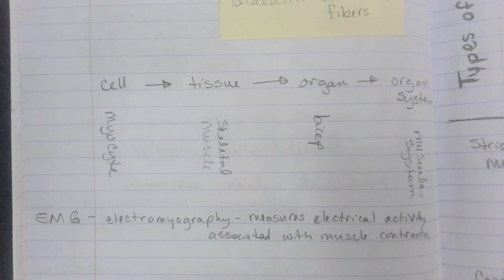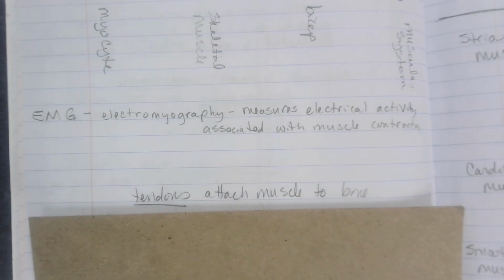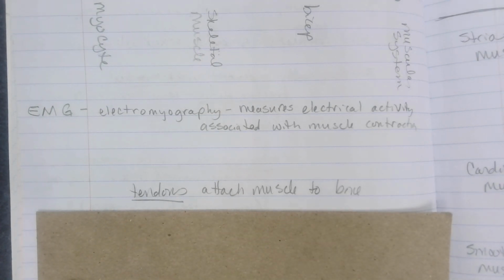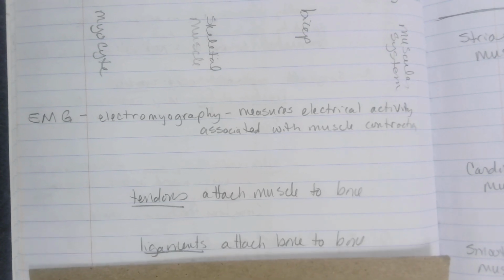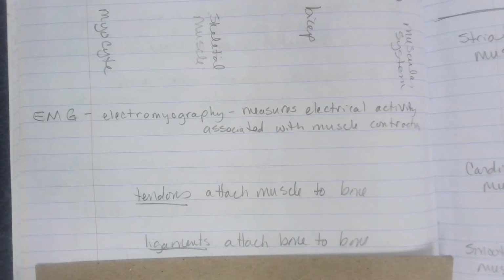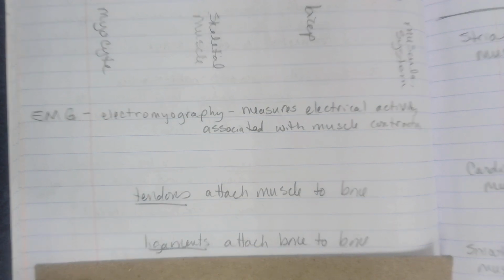Some terms that are important. First of all, tendon. A tendon is a connective tissue that attaches muscle to bone. Tendons attach muscle to bone. Ligaments attach bone to bone.